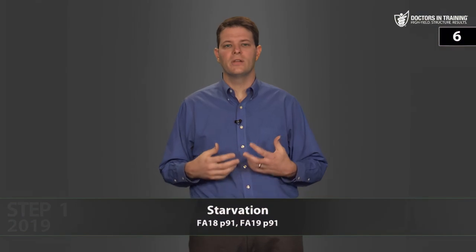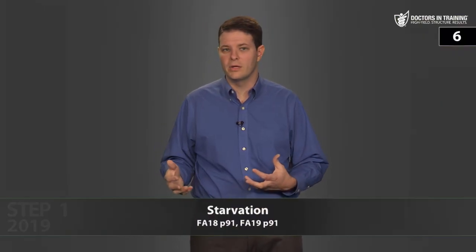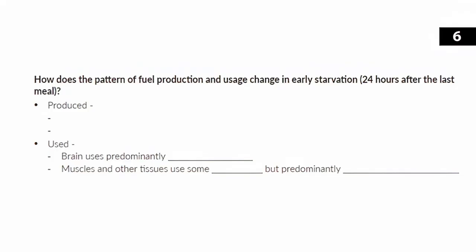Now number 6 says, how does the pattern of fuel production and utilization change in early starvation? So we're beyond just an overnight fast now. We're not just in between meals. We're talking 24 hours after the last meal. So what's produced is glucose again, mainly from gluconeogenesis. There's not really much glycogenolysis going on anymore because you've used up most of your glycogen between 10 and 18 hours. So it's primarily glucose from gluconeogenesis. And then again, there's some fatty acids being produced from adipose tissue.